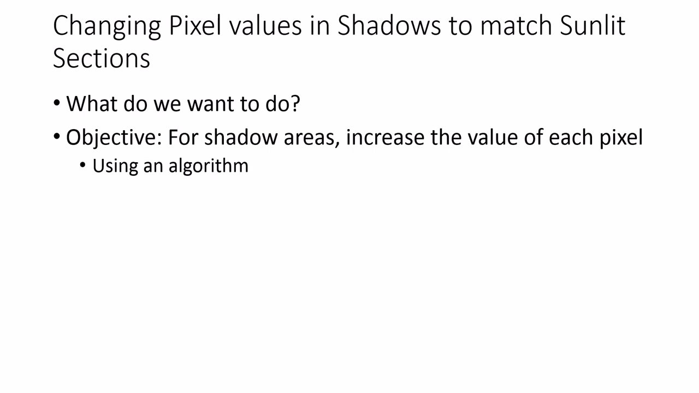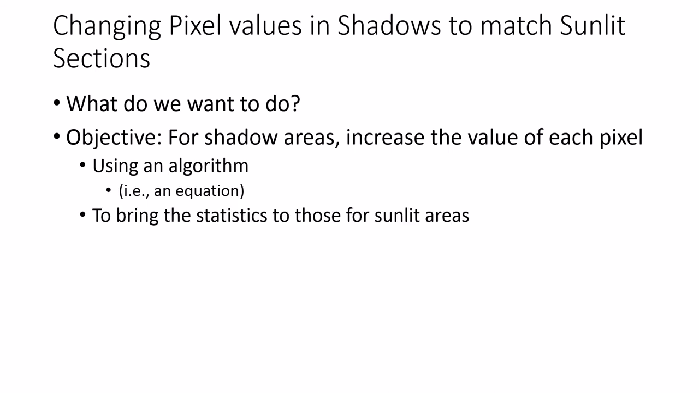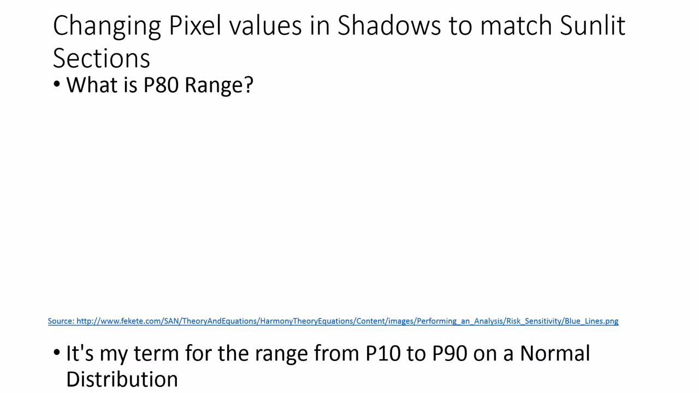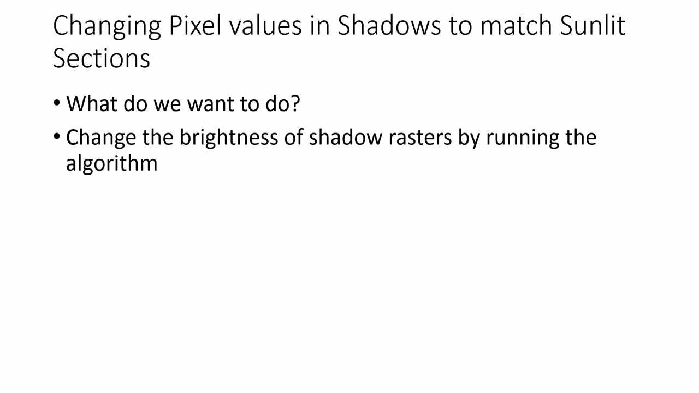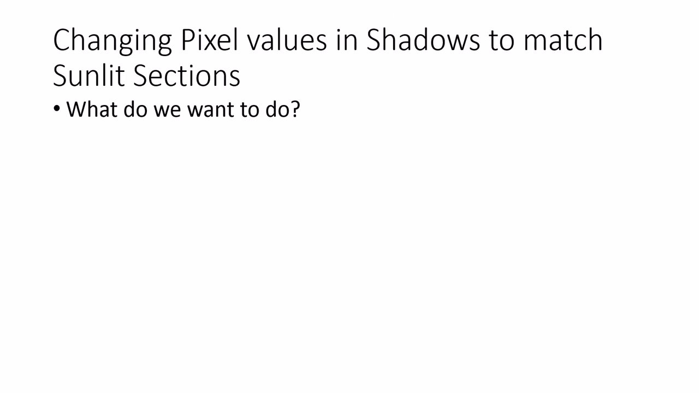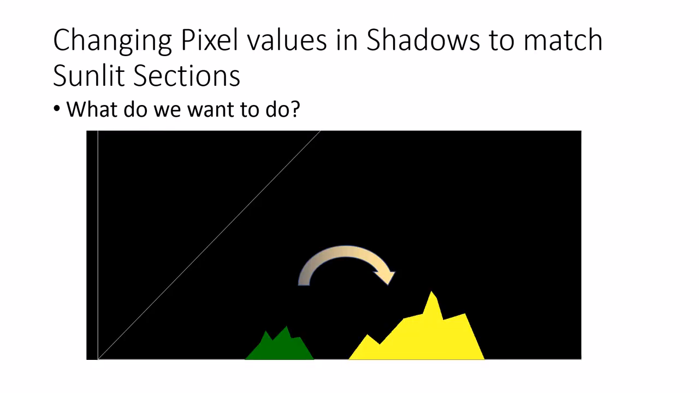And so then, once we know that, how do we change the pixel values to match the sunlit sections? What we are going to do is come up with an algorithm. We haven't done this for the project, but we are proposing it in the project. It takes the pixel values, pixel by pixel, of each shadowed area, computes the mean and standard deviation in the P80 range, and increases those values to be closer to what they are like in the sunlit areas.